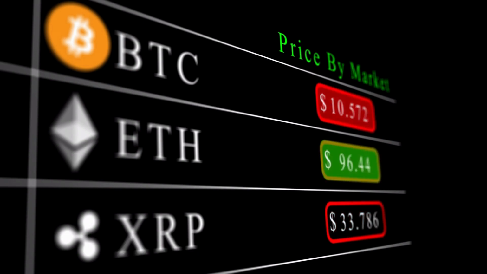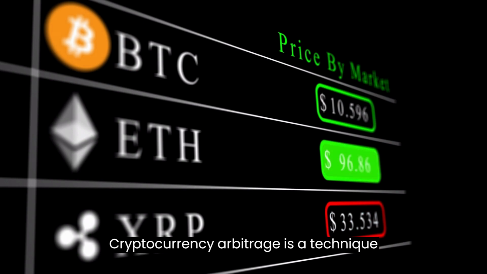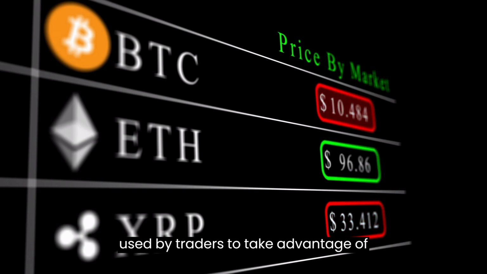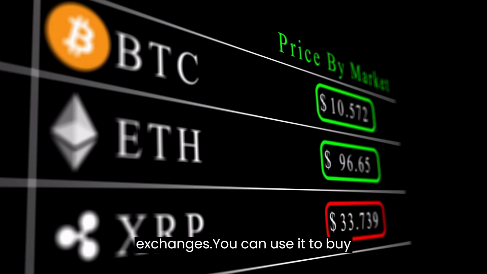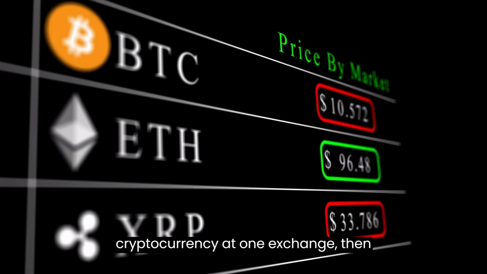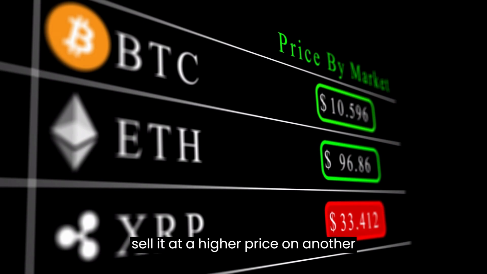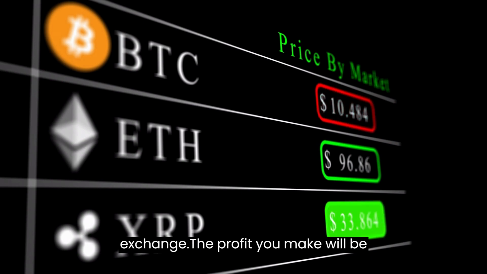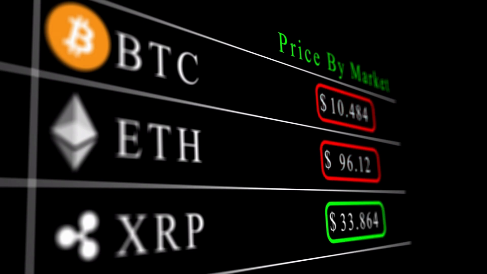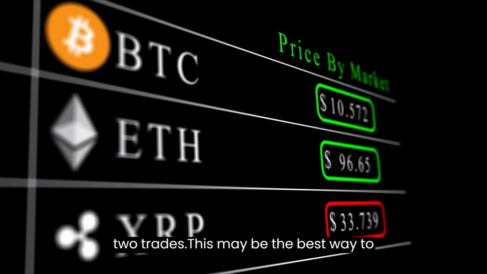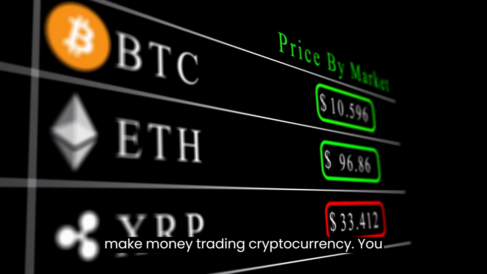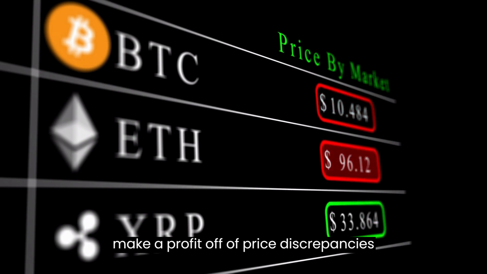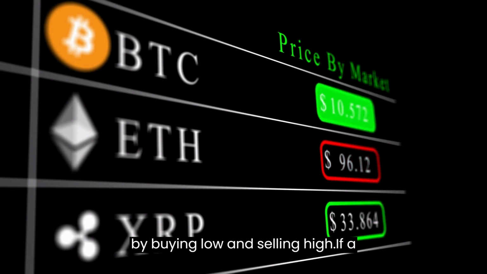Conclusion. Cryptocurrency arbitrage is a technique used by traders to take advantage of price discrepancies between cryptocurrency exchanges and other exchanges. You can use it to buy cryptocurrency at one exchange, then sell it at a higher price on another exchange. The profit you make will be determined by the difference between the two trades. This may be the best way to make money trading cryptocurrency. You make a profit off of price discrepancies by buying low and selling high.